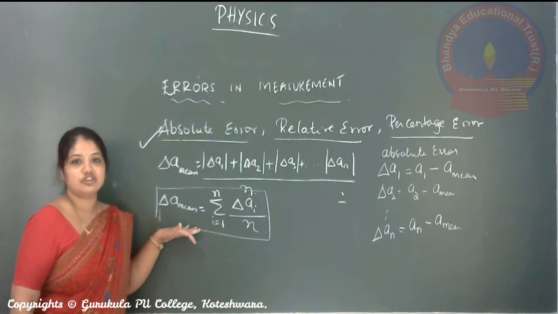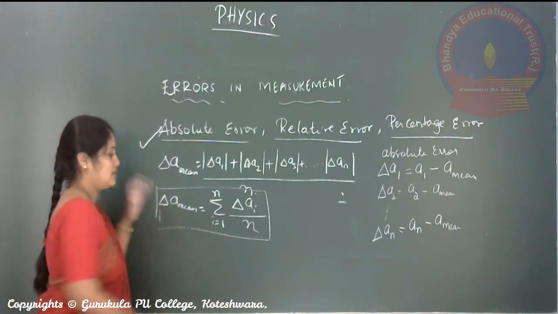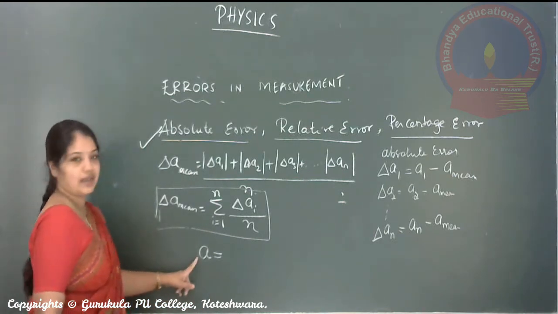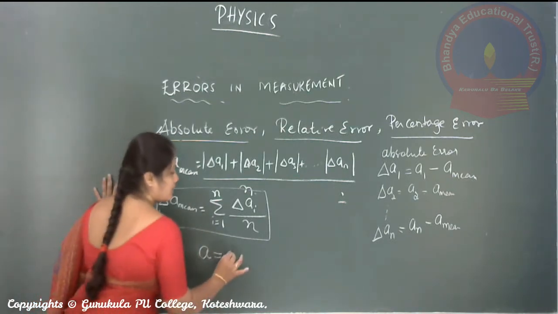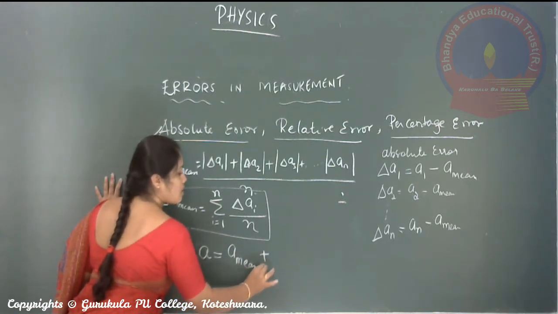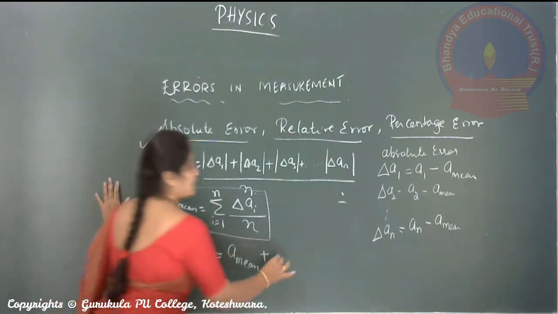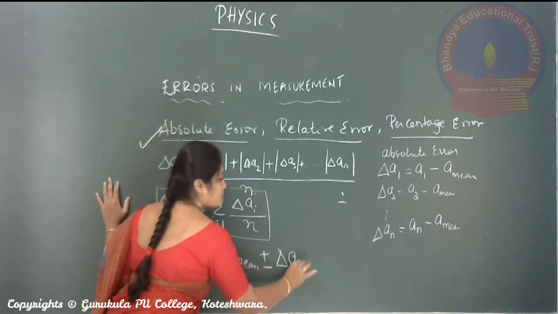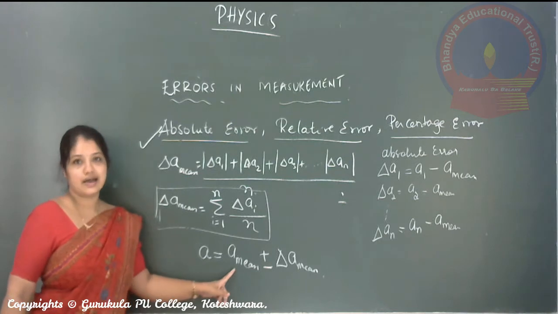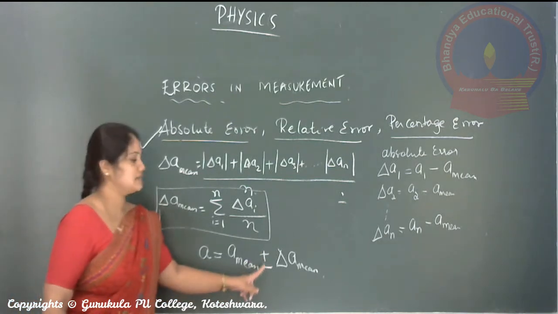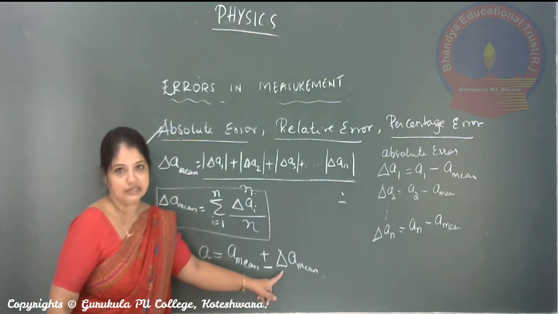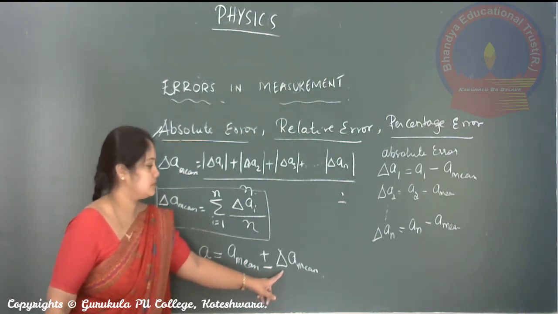The result which I am going to write over here, the value in the result, will be A is equal to A of mean plus or minus delta A of mean. So this is the arithmetic mean plus or minus delta, that is the mean of the absolute values.